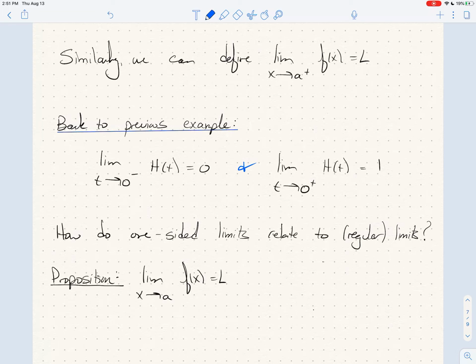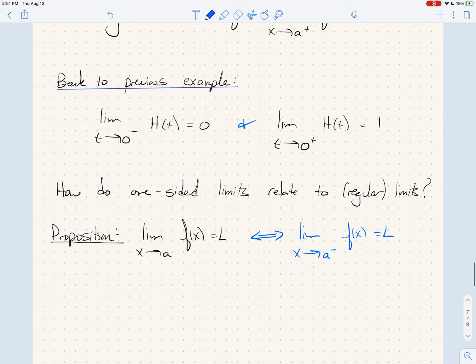Turns out that the limit as x goes to a of f of x equals L happens if and only if the limit as x goes to a from the left of f of x is L, and the limit as x goes to a from the right of f of x is L.